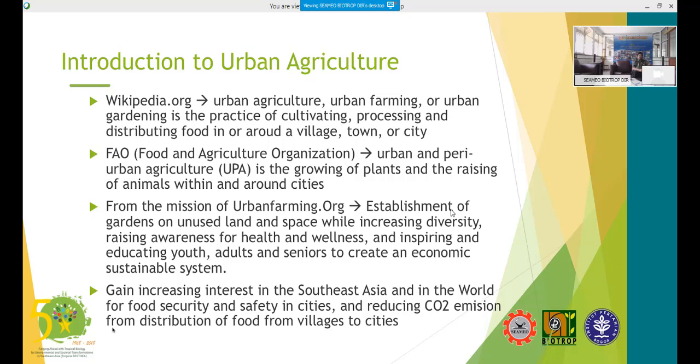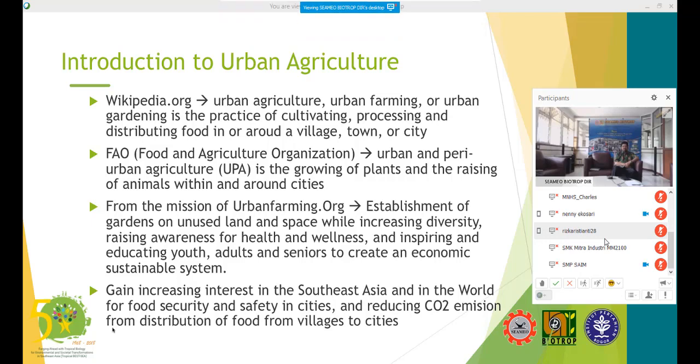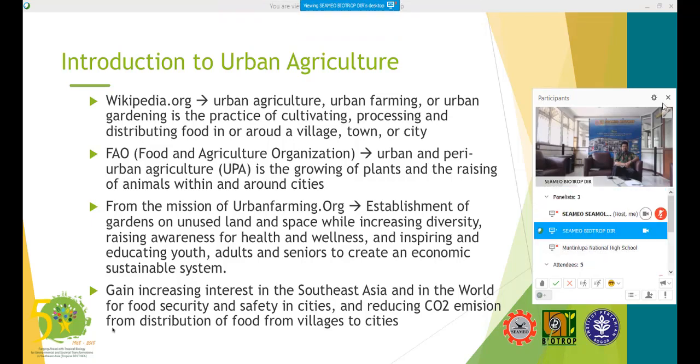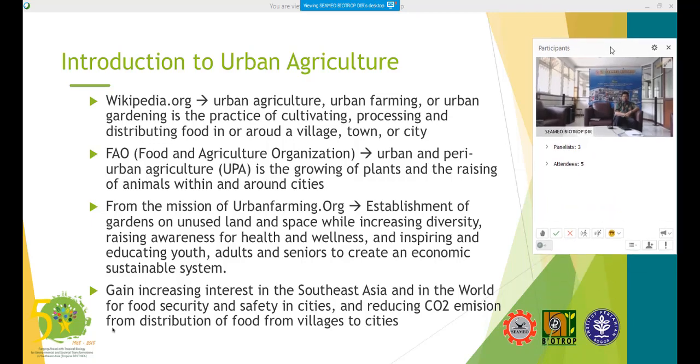Another one is from the mission of urbanfarming.org, which I think is a website that is very active in promoting urban farming: establishment of gardens on unused land and space while increasing diversity, raising awareness for health and wellness, and inspiring and educating youth, adults, and seniors to create an economically sustainable system. Urban agriculture or urban farming has gained increasing interest in Southeast Asia and in the world, because of food security and safety in the cities, and reducing carbon dioxide emission from distribution of food from villages to cities.